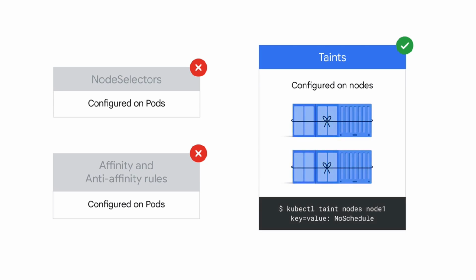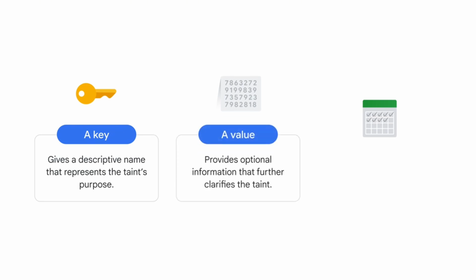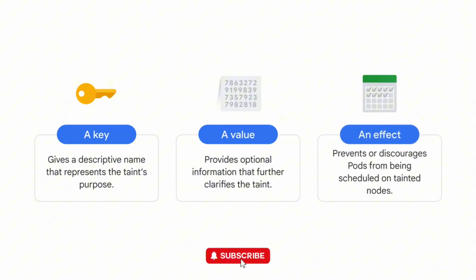You can apply a taint on a node by using the kubectl taint command. A taint consists of three elements: a key, which gives a descriptive name that represents the taint's purpose, a value, which provides optional information that further clarifies the taint, and an effect to prevent or discourage pods from being scheduled on tainted nodes.